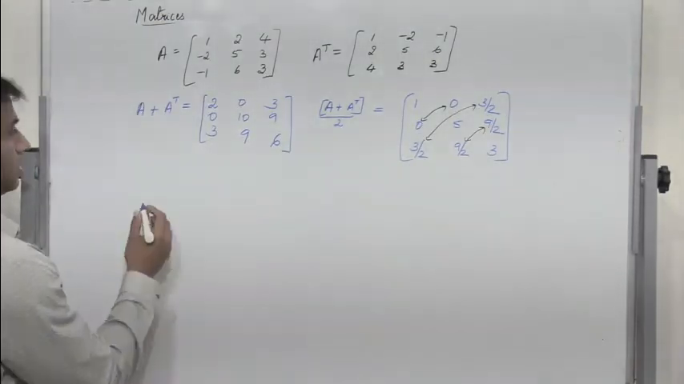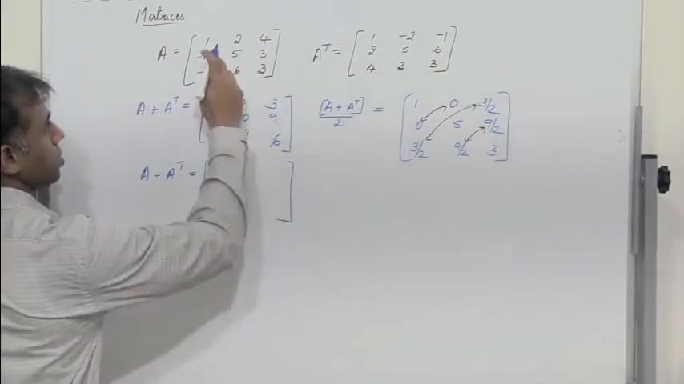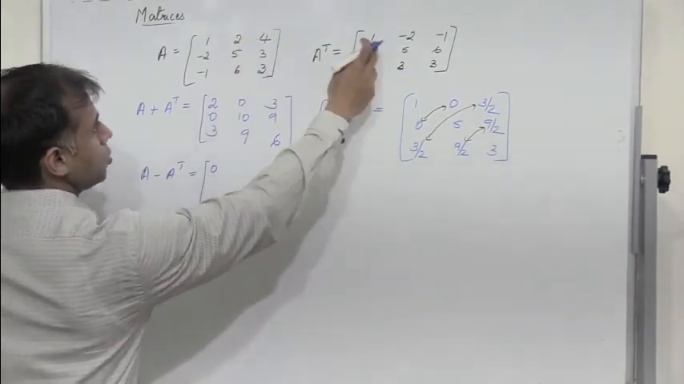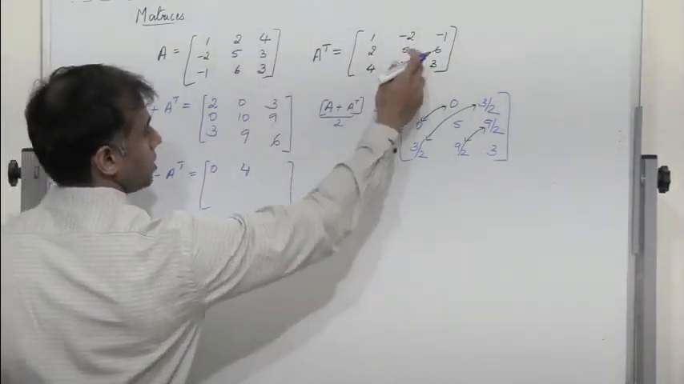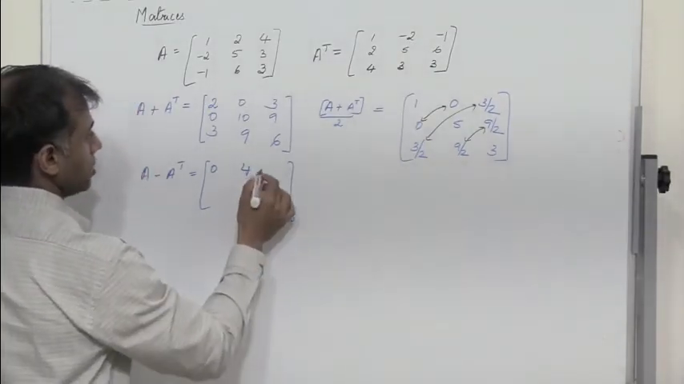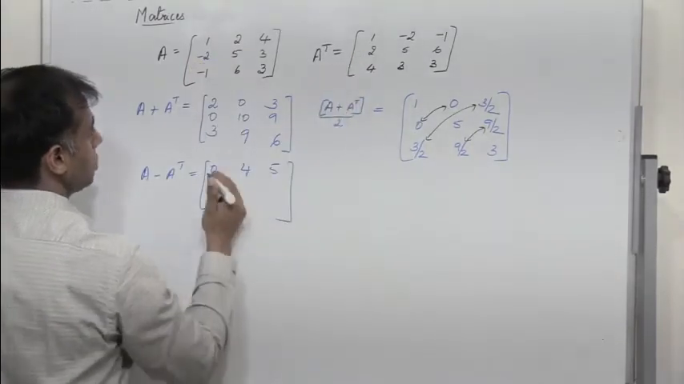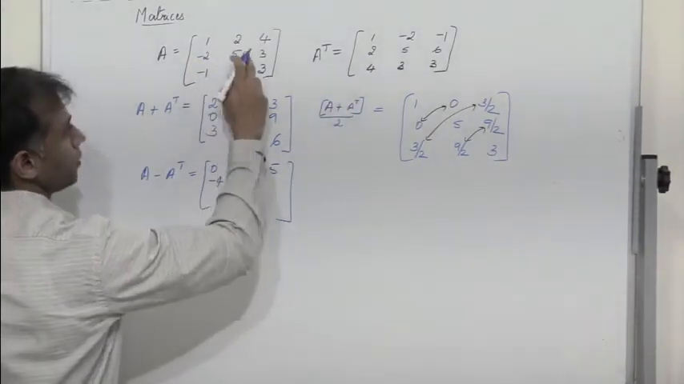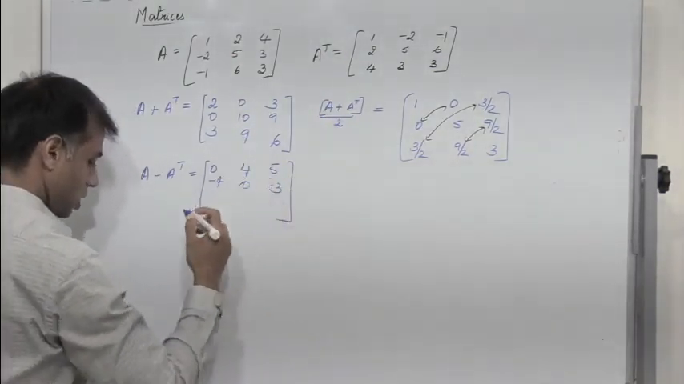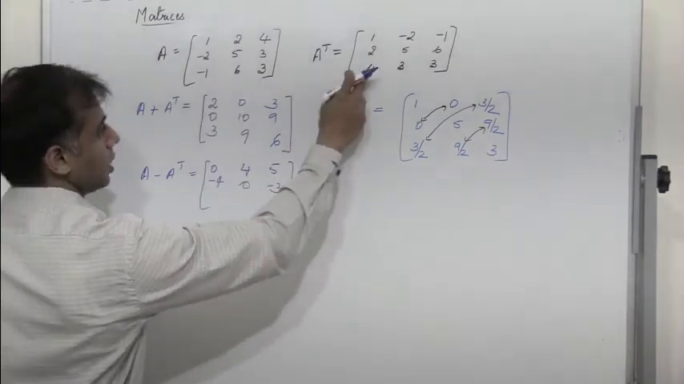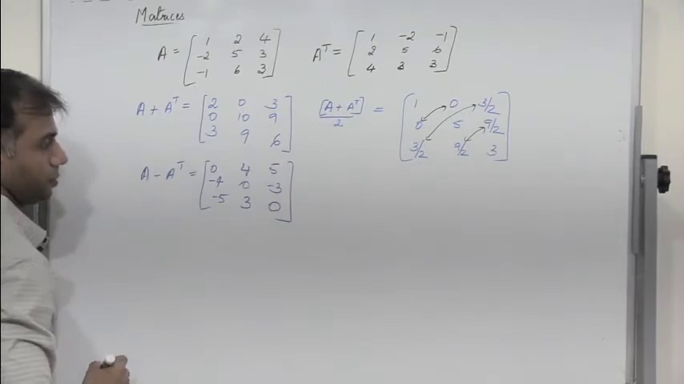Next, let us subtract A and A transpose. So I get 1 minus 1 is 0. 2 plus 2 is 4. 4 minus 1, so that is 5. Minus 2 minus 2 is minus 4. 5 minus 5 is 0. 3 minus 6 is minus 3. And then I have minus 1 minus 4 is minus 5. 6 minus 3 is 3. 3 minus 3 is 0.